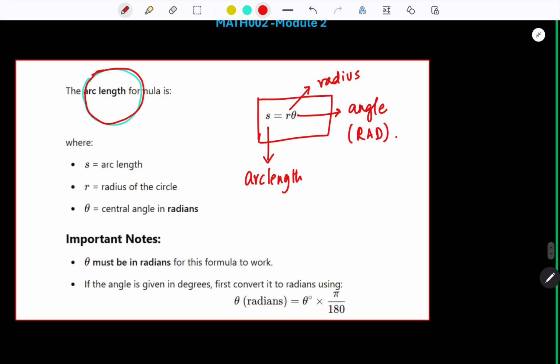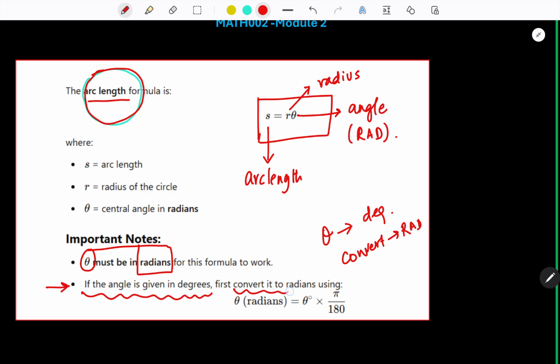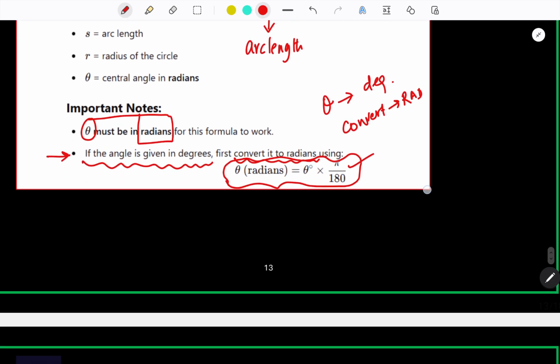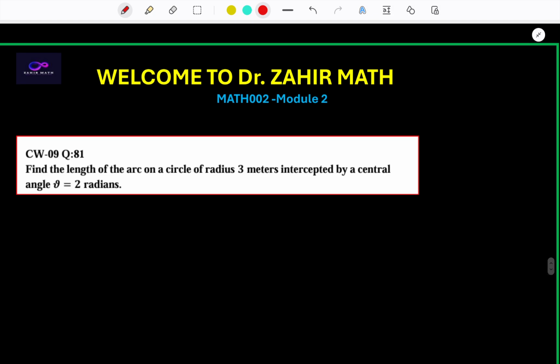One important thing you have to be very careful about in this exercise: for arc length, theta must always be in radians. If theta is given in degrees, please convert it into radians and then start the question. That's why I've given the second point: if the angle is given in degrees, convert into radians, and after that, start your question. This is the formula to convert into radians, which we studied in the last video: pi divided by 180.